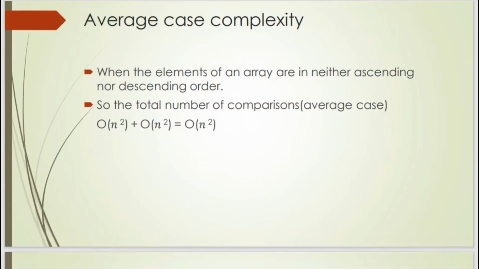Next we move to the average case complexity. When the elements of an array are in neither ascending nor descending order, the total number of comparisons in the average case is order of n square plus order of n square, which is equal to order of n square.